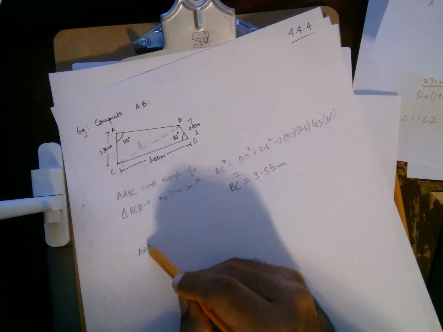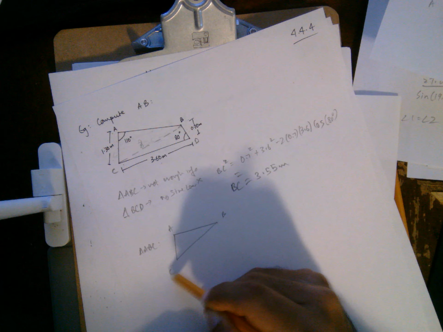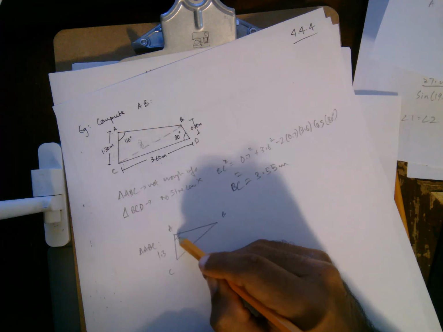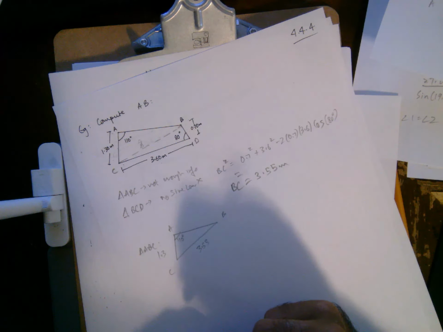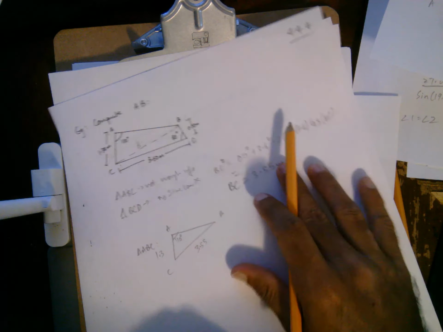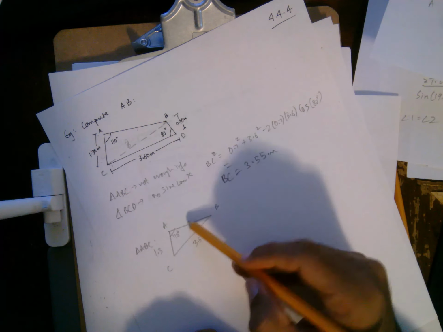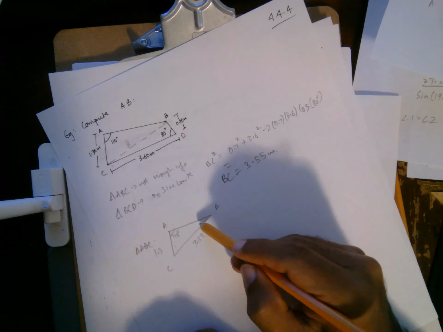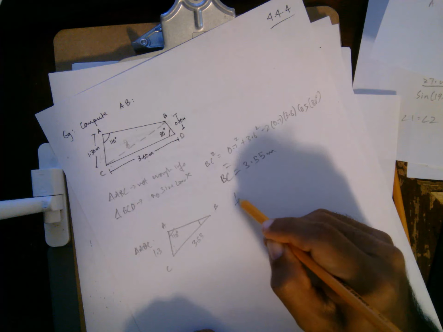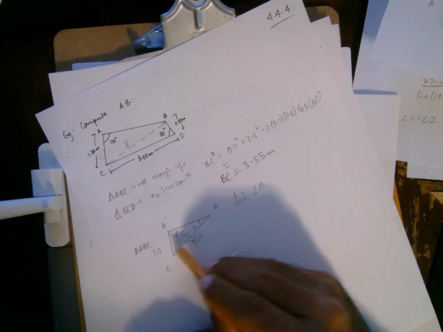Now triangle ABC, I have this angle, and I have this side. Let's see, can I use sine law? I still need something else for applying cosine law, yeah? Because with AB, I don't have this angle. But I can find angle B. So let's find angle B. I can do this because I know the side.